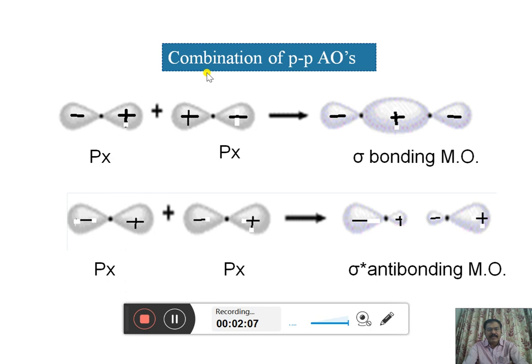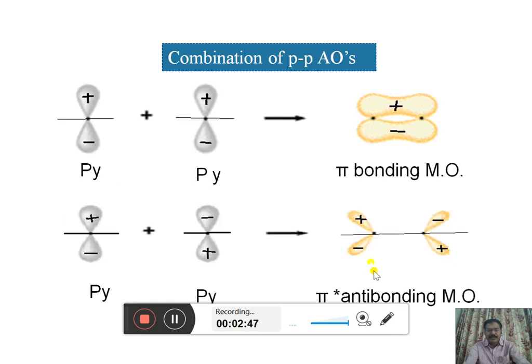The next combination: one p orbital of one atom combines with the p orbital of another atom, that is called pp combination. Here we take the px orbital along the axis joining the nuclei, and another is also px, with positive lobe and here positive lobe. They overlap and electron density concentrates here and produces a sigma bonding molecular orbital. While in case of px orbital having positive lobe and here the negative lobe, they approach each other, overlap and produce a node, and that orbital is said to be a sigma antibonding molecular orbital.